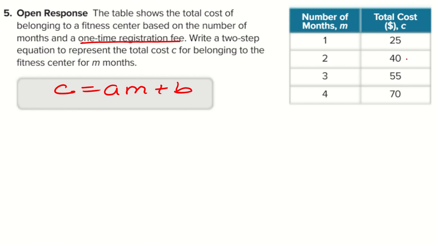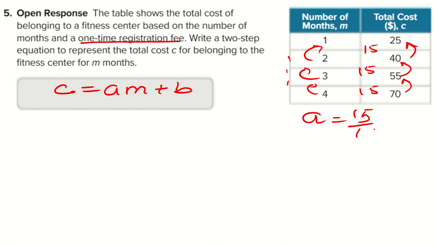Okay. Now, you see, subtract it. 40 minus 25, how much? 15. 55 minus 40, 15. 70 minus 55, 15. And here if you subtract, here you will get 1. Okay. So, value of A will be 15 divided by 1 means 15. So, here you can write C is equal to 15 M plus, how you will get the value of B? Just put value of A as 15, M as 1. So, 15 times 1, 15, but the first number is 25. So, 10 is less. So, make here 10.